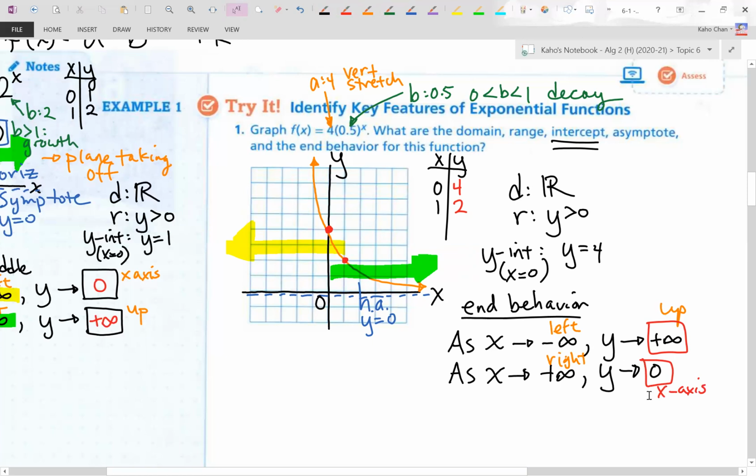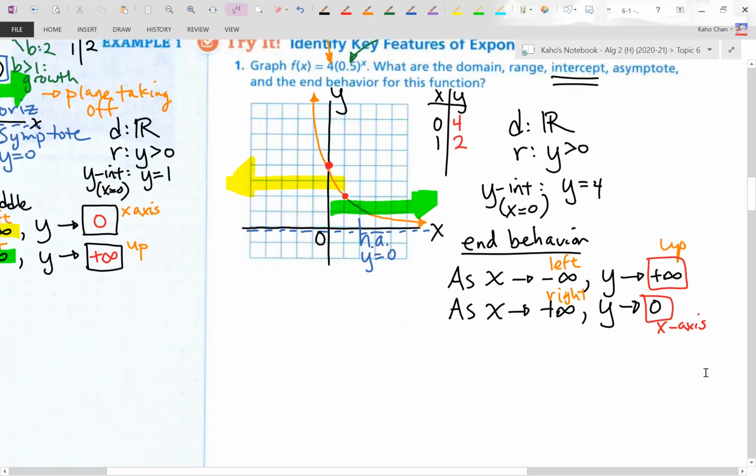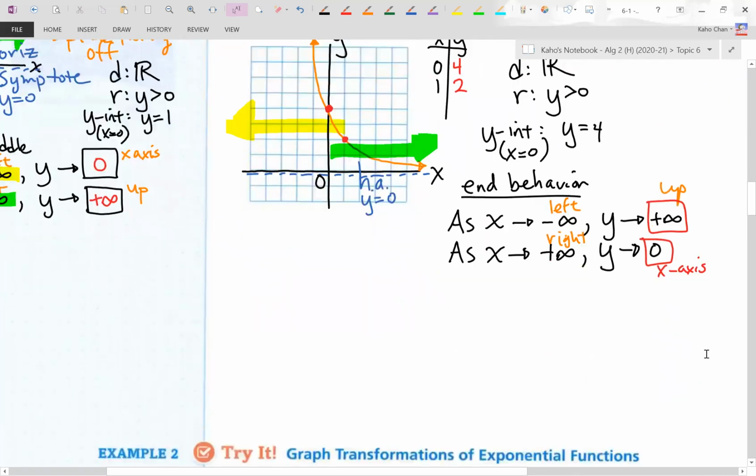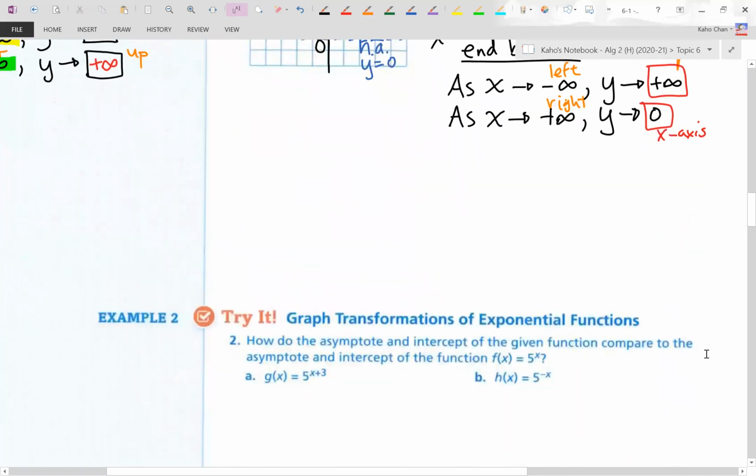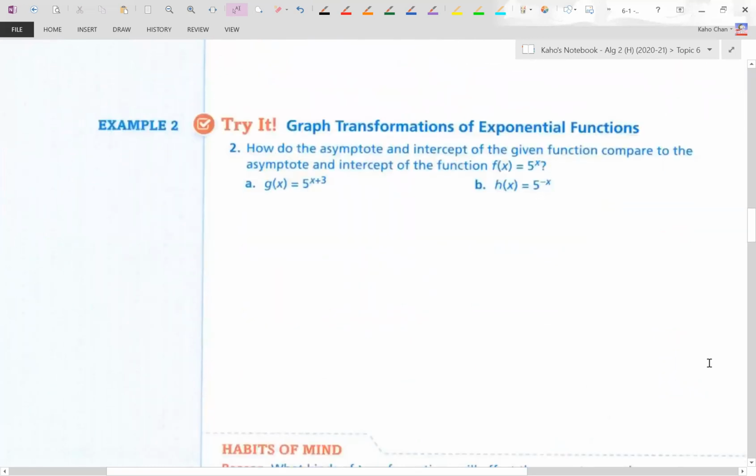This is a lot to absorb. Let me know if you have any questions. We can go back and go over some of these concepts if you want to in class. All right, let's move on to number 2. Here we go.